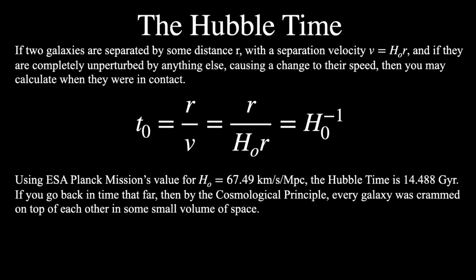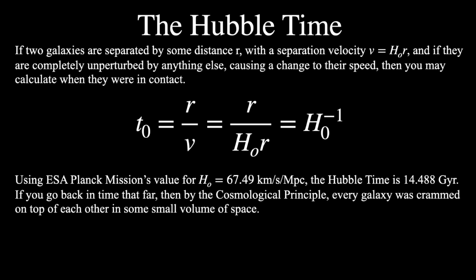So if we take the distance to an object divided by its velocity that's rushing away from us, and we notice, wait a second, the velocity is simply equal to the Hubble constant times the distance, the distances cancel out, and we get the inverse of the Hubble constant. And that gives us a time, a characteristic time. Now, if we use, let's say, the Planck mission's value for the Hubble constant, which is, say, 67.949 kilometers per second per megaparsec, then we get the Hubble time equal to 14.488 gigayears or billion years.